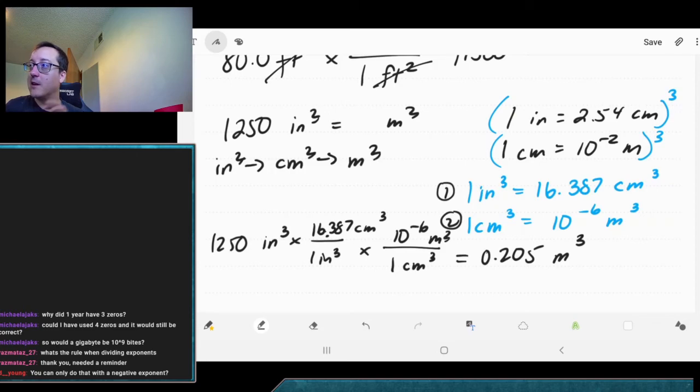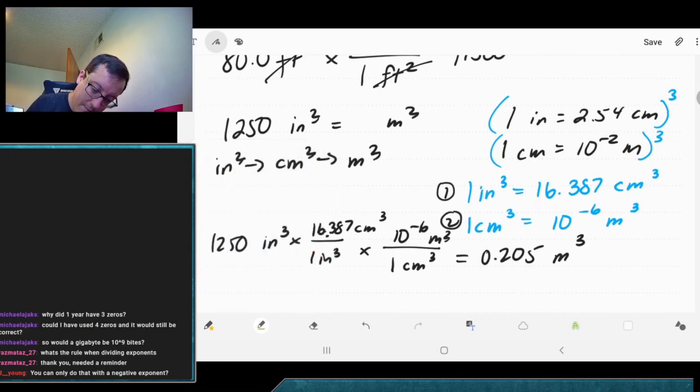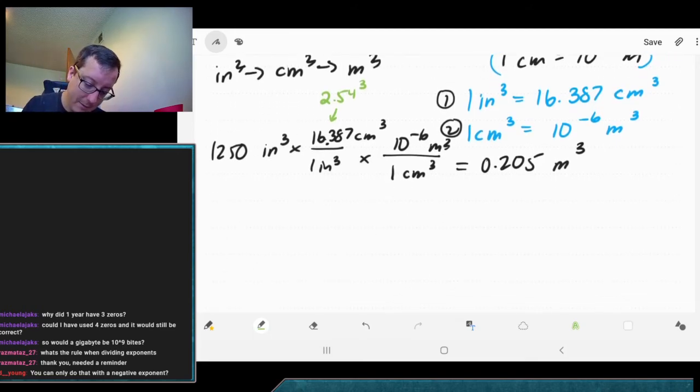All right, so make sure that you're using the correct conversion factors. Again, if you really wanted, do it 3 times each, or you can just have the cubed part. So I think it's a little bit easier there. Just so we know where this number came from. This number here is 2.54 cubed. So that's where that number came from.